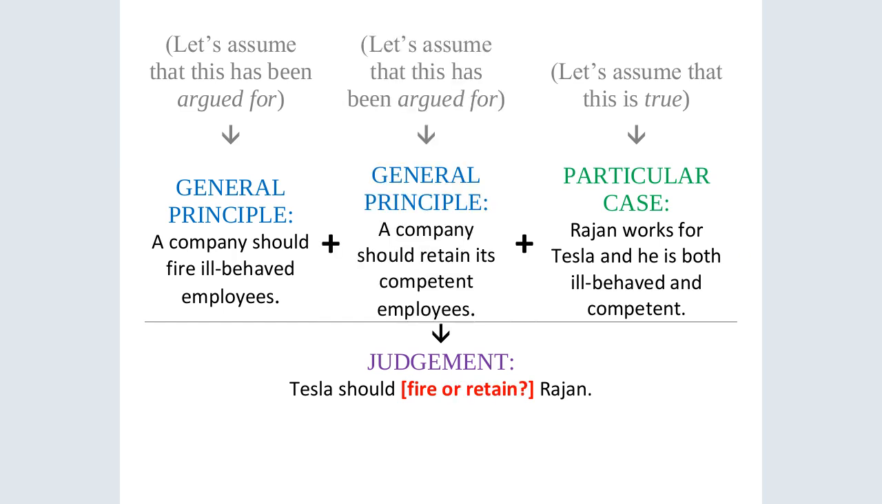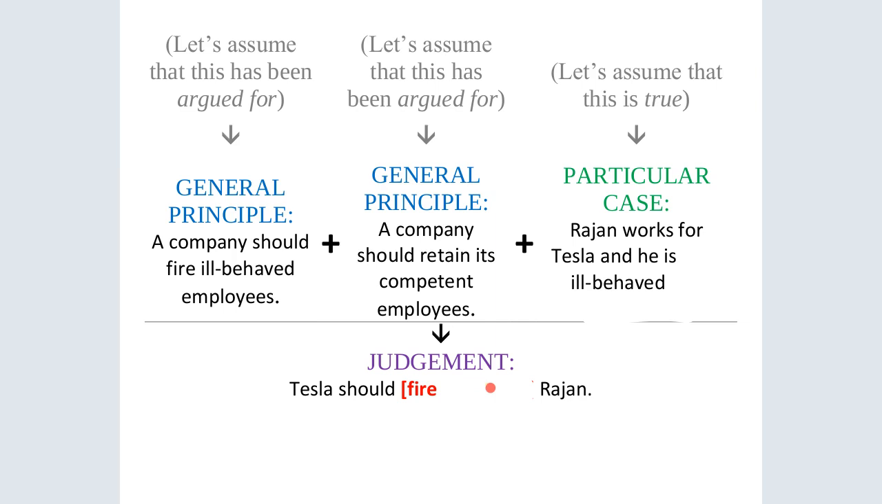Let's have some fun with the airbrush once again. I'm going to go over here and airbrush the particular case. So I've said here that Rajan works for Tesla and he's both ill-behaved and competent. I'm going to remove some words here, and I'm going to say, let me just try to do this nice and clean. All right, here we go. Rajan works for Tesla and he's ill-behaved. What's the conclusion? Fire or retain? Of course, fire. I agree. Right? If only that were the case, quite literally, right? If only that was the case.